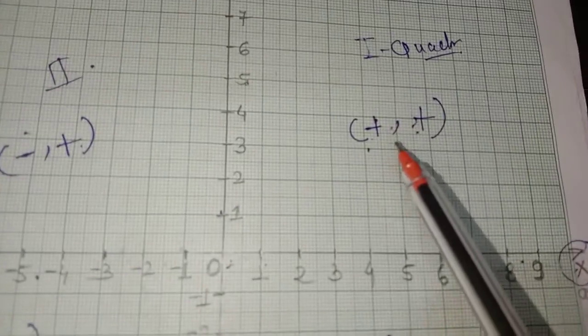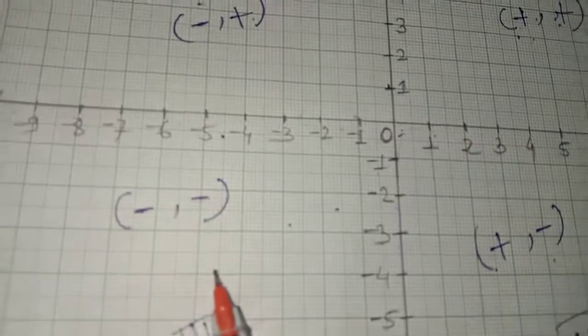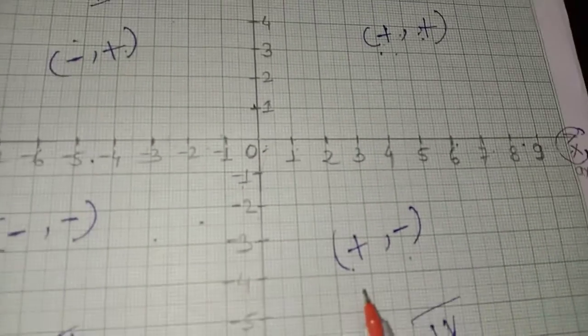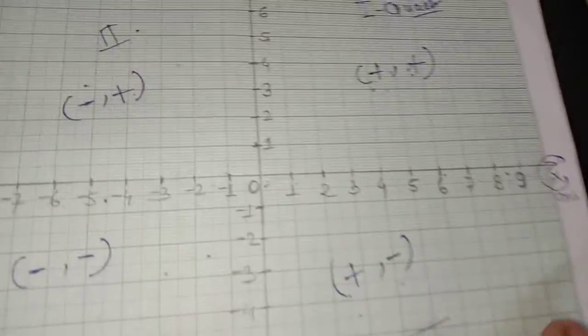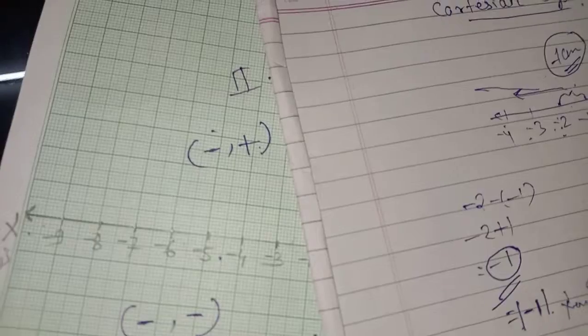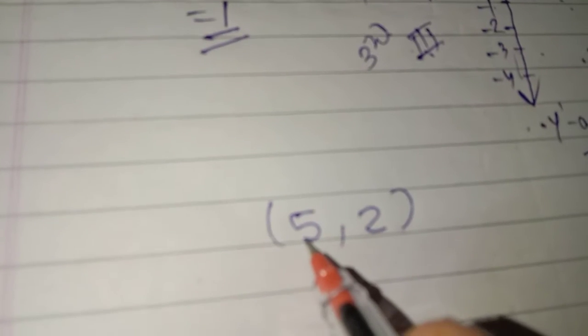And you can see here the signs of the coordinates for the first, second, third and fourth quadrants. Now let me explain a little bit about how to locate a point. Suppose I have to locate a point here, (5, 2). Remember the point (5, 2).